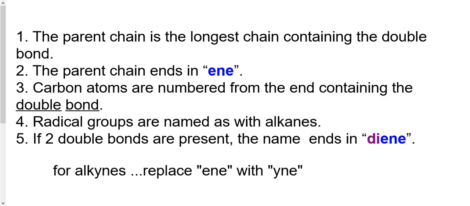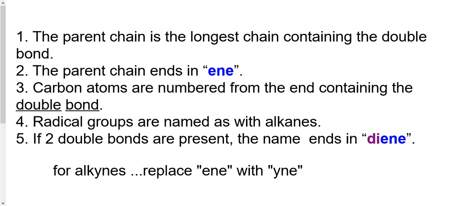So when I have to name something that has a double or a triple bond, I start like I did with the alkanes. I start by finding my parent chain, and it's the longest continuous chain of carbons that contains that double bond, or in the case of an alkyne, triple bond. So I've got to highlight right through it. And then I'm going to change my parent chain name to ene if I'm dealing with an alkene, or ine if it's an alkyne that we're building. I also have to say where that double or triple bond is because obviously it can move around.